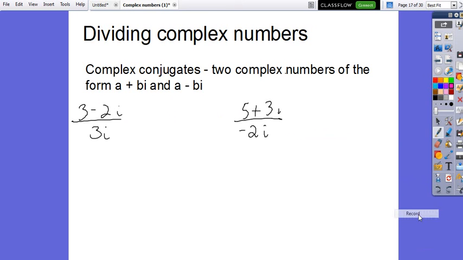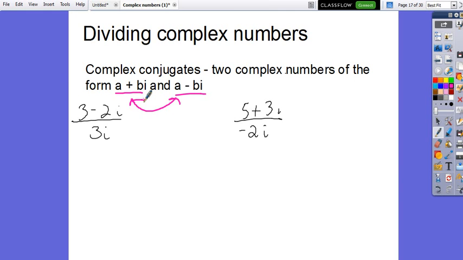Dividing complex numbers. In order for us to divide complex numbers, or in short, to simplify complex expressions where there is an i in the denominator, we're going to have to use what we call complex conjugates. These are two complex numbers of the form a plus bi and a minus bi. They're not opposites, but they're almost opposites. What they do is they cancel out the i's.